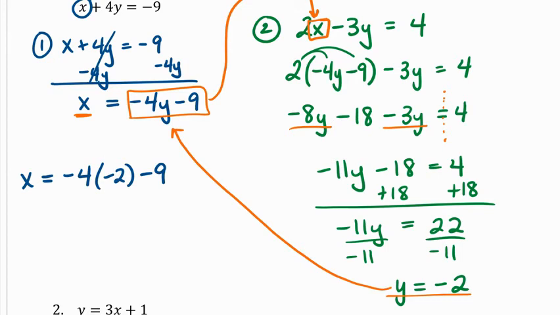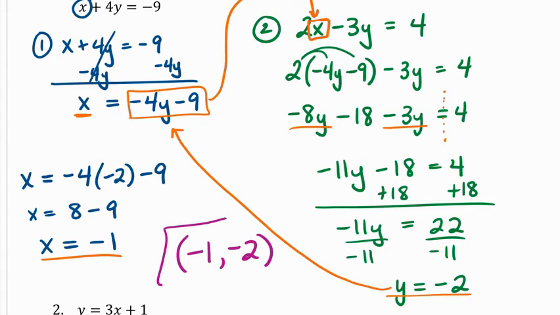And then it's just the numbers. Just do the math. Negative 4 times negative 2 is, I mean, positive 8. And then 8 minus 9 is negative 1. So now I can put those two things together to make my ordered pair of negative 1, negative 2. Remember, it's always x comma y. They are not short problems, but you'll get faster at them as you practice.